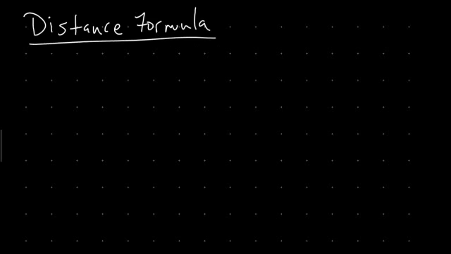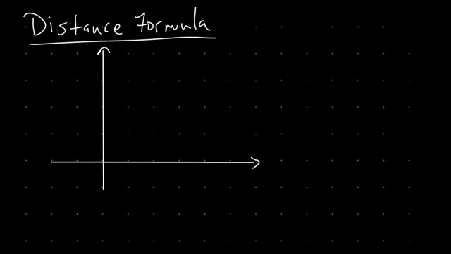Okay, in this video we're going to investigate the distance formula in coordinate geometry. So what that means is, let's say I have here's my x-axis. Let's say here's my y-axis. What we want to be able to do is to find the distance between 2 points.